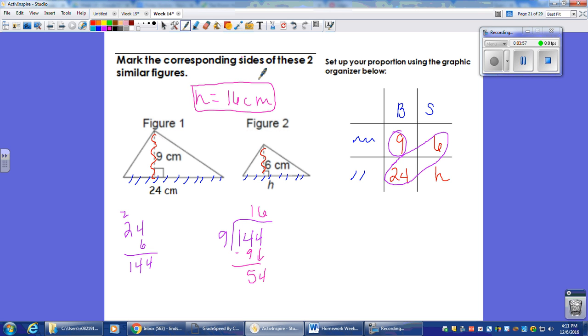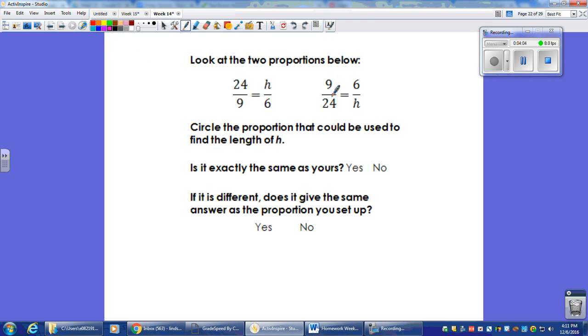Now, we had 9 over 24 and 6 over H, so we're multiplying these two. When I look over here, this looks exactly like mine, and it will give us the answer for H. So this one works. But if I look over here, I'm also multiplying 24 by 6, and I'm also dividing by 9. Even though it's set up differently, it will still give us the exact same answer. So if I'm looking at this one, does it look the exact same as mine? No. If it's different, does it give the same answer to the proportion?